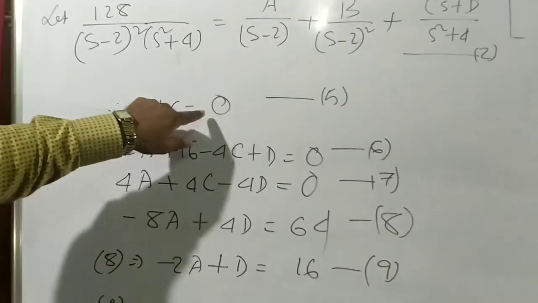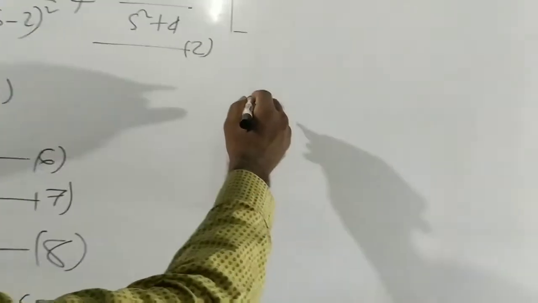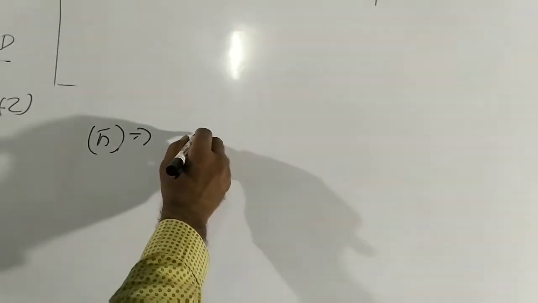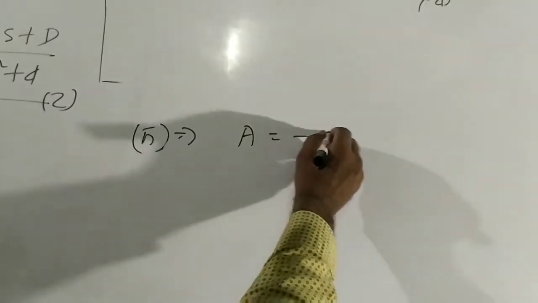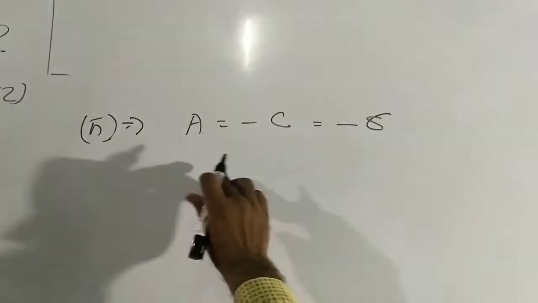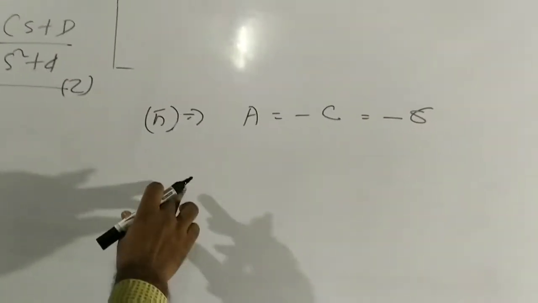Again, a plus c equal to 0. Equation number 5 implies, if we solve it, a equal to minus c, and the value of c is 8. So we get the value of a also. The value of a is this one.